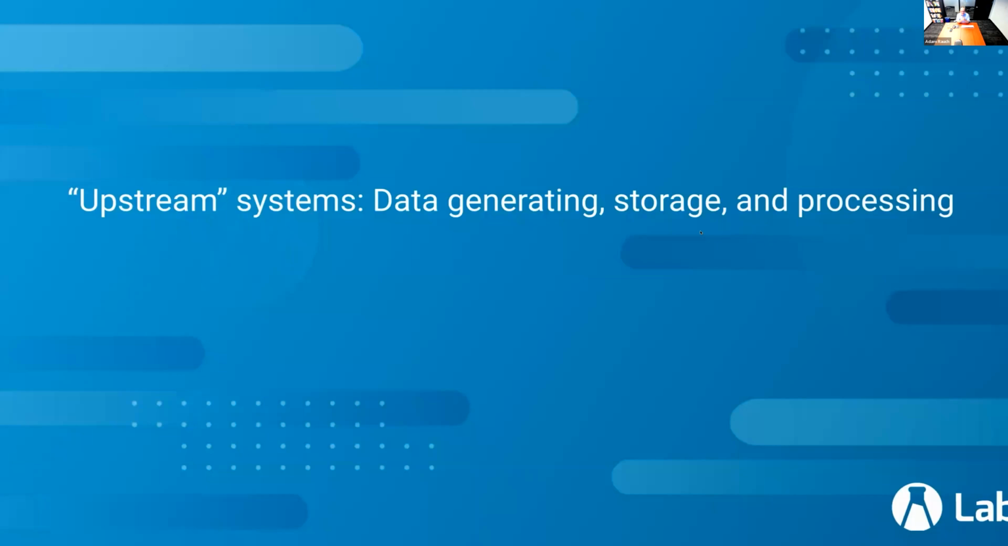So I broke up this presentation a little bit arbitrarily into upstream systems and downstream systems. When I talk about an upstream system, I mean essentially a source of data that will be flowing into Biologics LIMS. So systems that generate data, store data, process data, etc. So we'll start there, and then in a little bit, we'll look at the downstream systems.